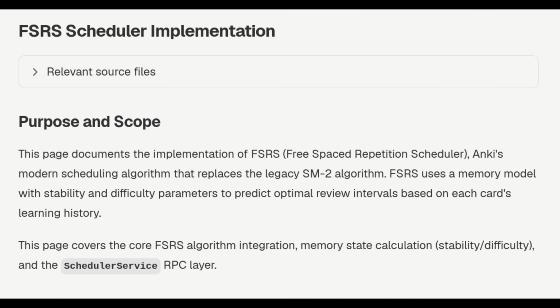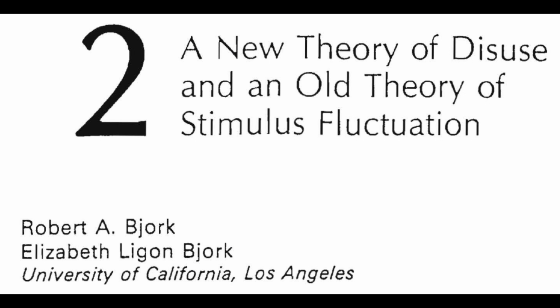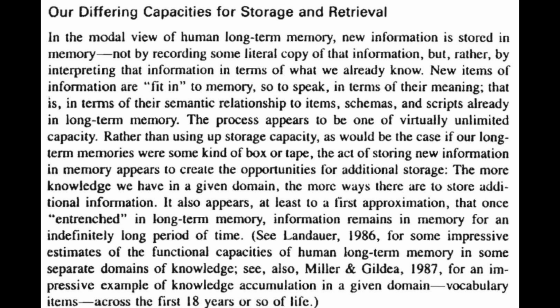This thing called FSRS came in after some people who seriously studied memory started to get involved with Anki. These are people who were looking at what academics had to say about the subject. For example, they looked at a paper written by Robert and Elizabeth Bjork at UCLA back in 1992, which is a long time ago. The idea they had is that information you learn has something they called storage strength.